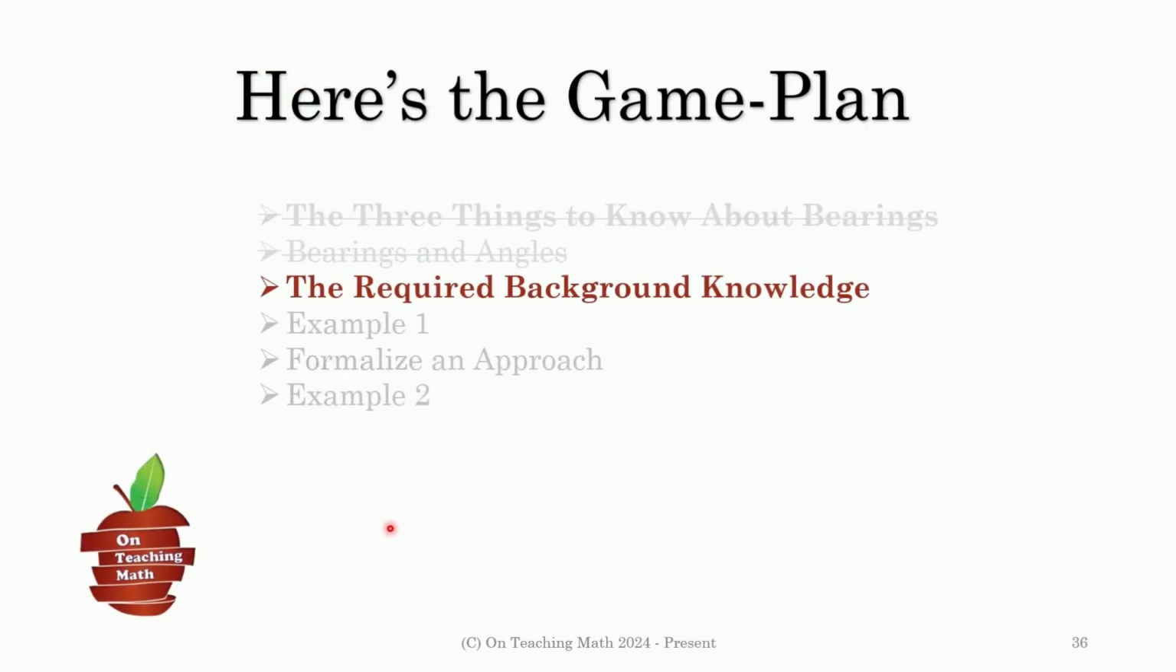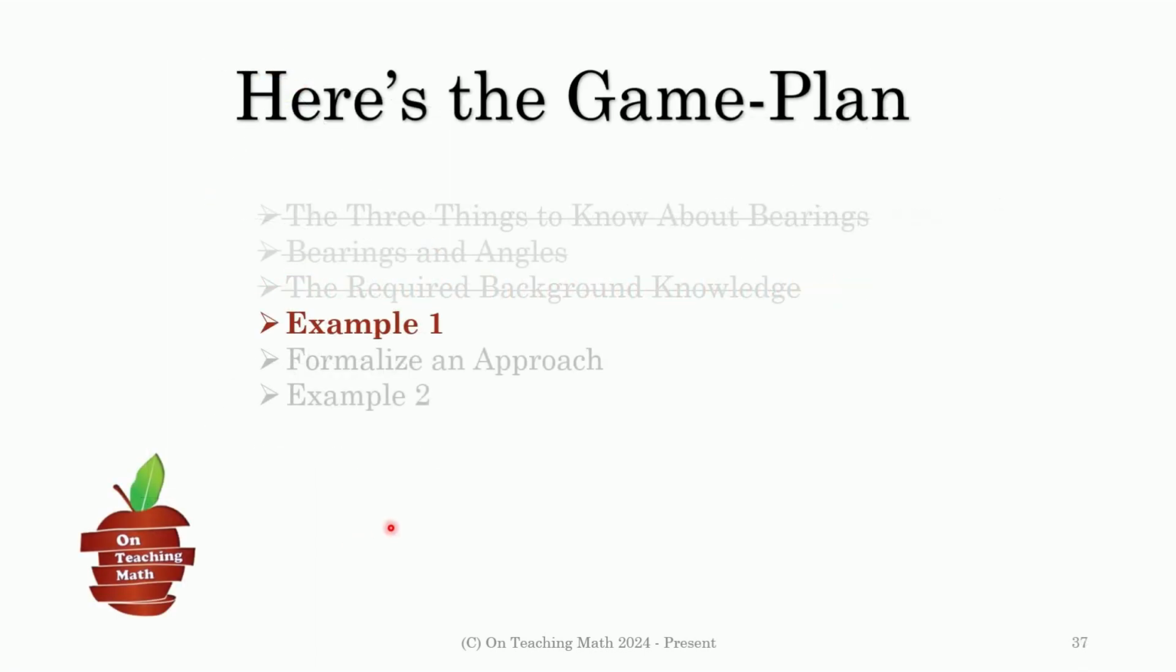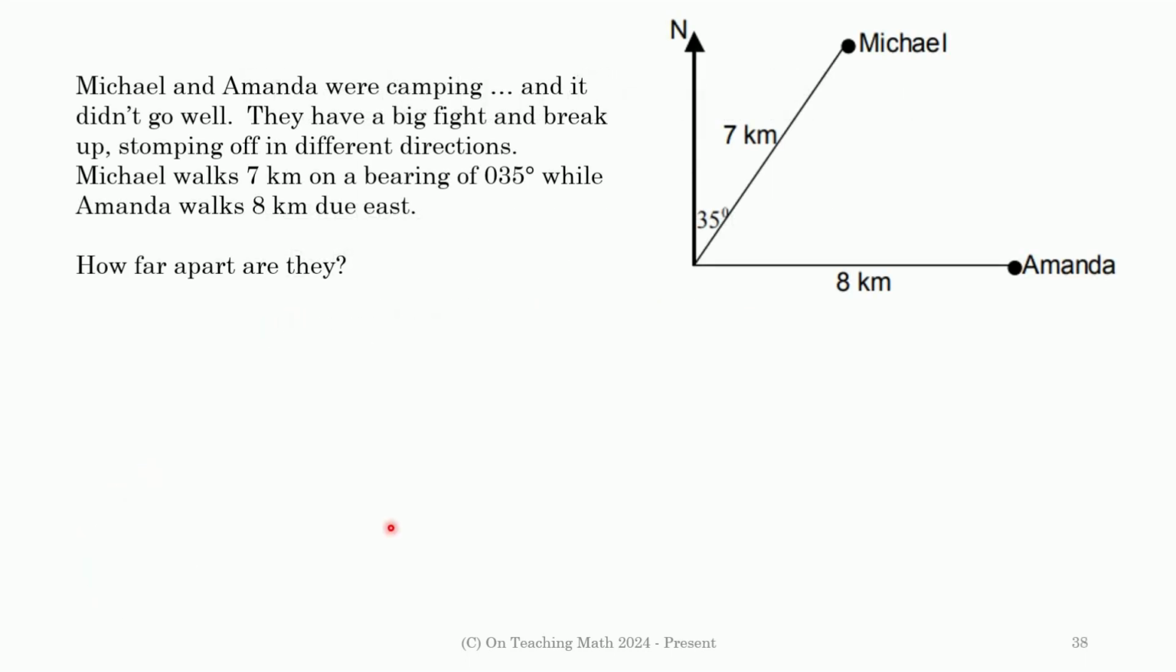All right. So now let's dive into our first example, right? So we've got Amanda and we've got Michael. I don't know what happened. They were camping, wasn't working out, didn't go so well. They got in a big fight. They broke up. They started leaving in different directions. Michael went at a 35-degree bearing for 7 kilometers, and Amanda, she went due east for 8. They get their relative distances and they cool down. They decide they want to get back together. So how far apart are they?